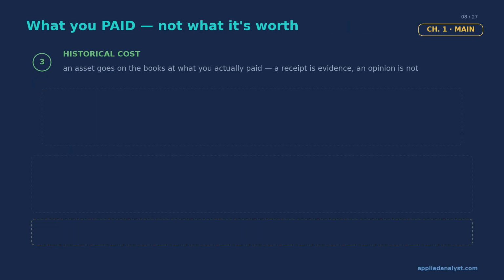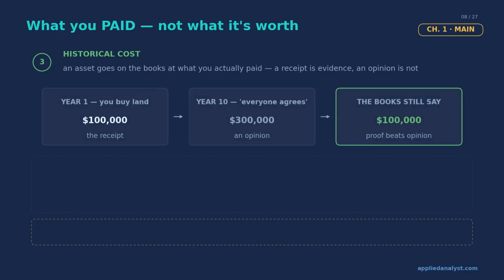Rules 3 and 4 are a pair, and here's where students slip. Historical cost. An asset goes on the books at what you actually paid, because a receipt is evidence and an opinion is not. Say a company buys land for $100,000. 10 years later, everyone agrees it's worth $300,000. The books still say $100,000. That feels wrong the first time, and it's supposed to.